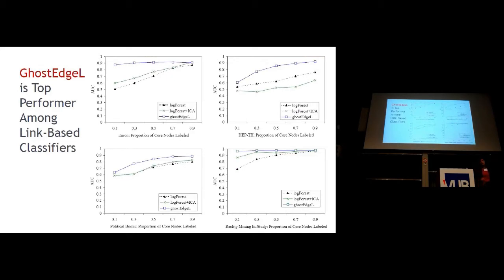Then the ghost edges is the same structure. I have the proportion of the core nodes labeled. I have the area under the ROC curve. And the key thing to observe is that the blue is us, the green is the LogPars with collective classification, and the black is without the collective classification. And the key is that when they don't have a lot of labeled data, they cannot learn, and so they do not do as well.